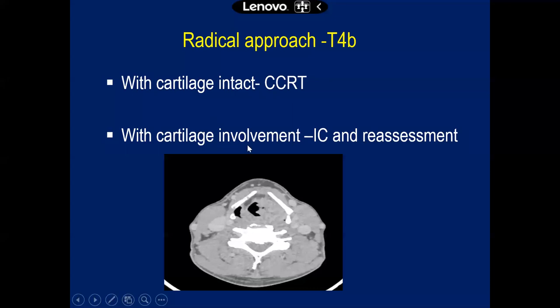If there is cartilage involvement, then you give induction chemotherapy. After two or three cycles of chemotherapy, you repeat the imaging. If the pre-vertebral fascia becomes free, then you consider that patient for surgery, followed by post-op radiation.